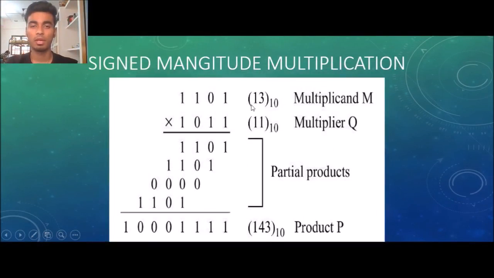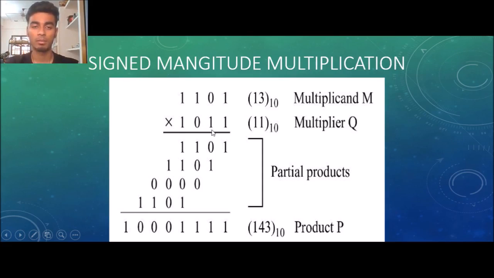For this, we'll look at an example where we have taken 13 as the multiplicand and 11 as the multiplier, where multiplicand is denoted by M and multiplier is denoted by Q. So the binary of 13 is 1101 and the binary of 11 is 1011. To multiply, first we will multiply 1101 with 1, which gives us 1 1 0 1.